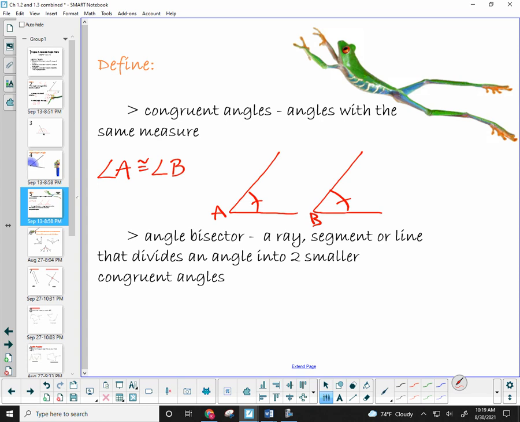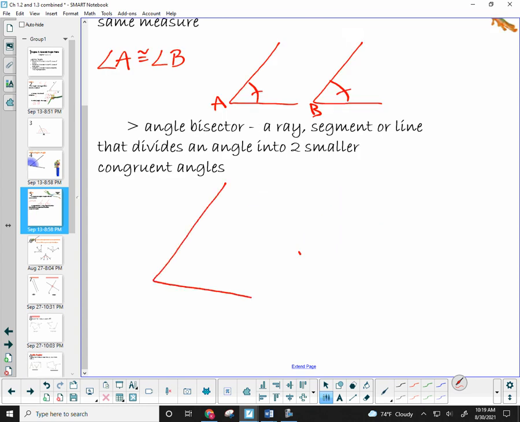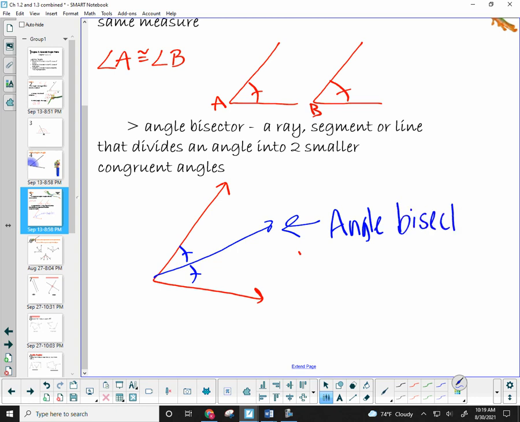When we were talking about segments on Friday, we talked about a segment bisector, right? Well, now we have an angle bisector. Instead of cutting a segment in half, now we're going to cut an angle in half. We can start with an angle. My angle bisector is going to divide that original angle into two smaller congruent angles. So this here is my angle bisector. An angle bisector could be a line, a ray, or a segment. It doesn't really matter.